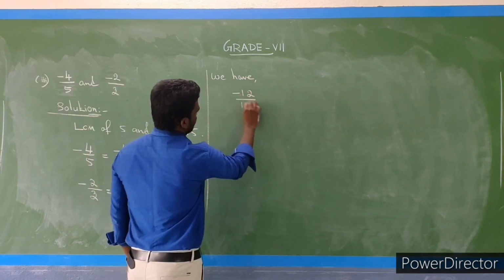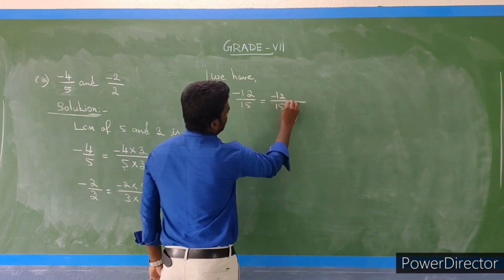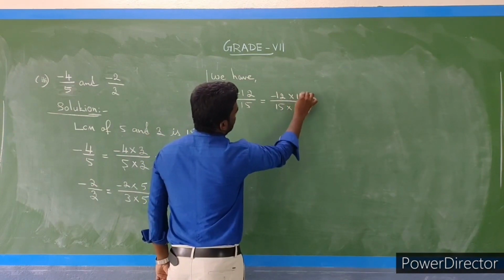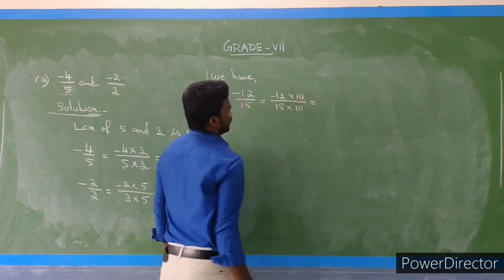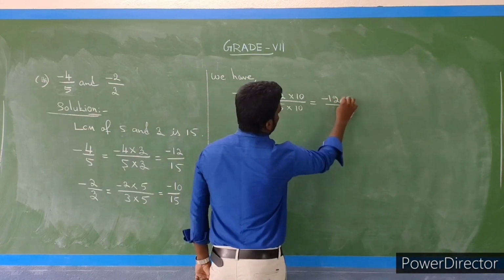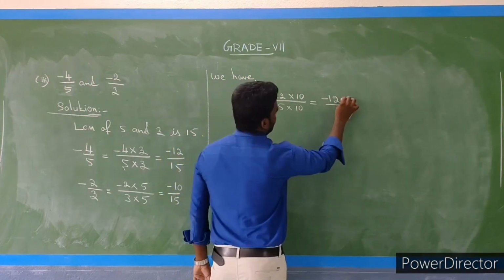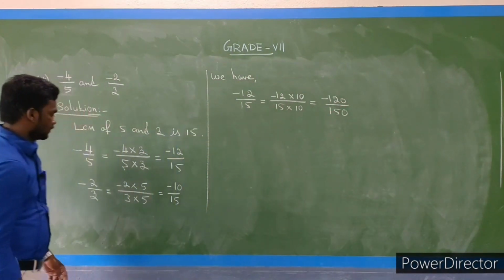Minus 12 by 15 is written as minus 12 multiplied by 10 divided by 15 multiplied by 10. What is the value? 12 tens are 120, so 120 divided by 15 multiplied by 10, we get 150.